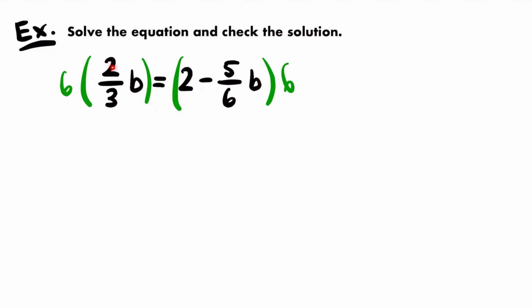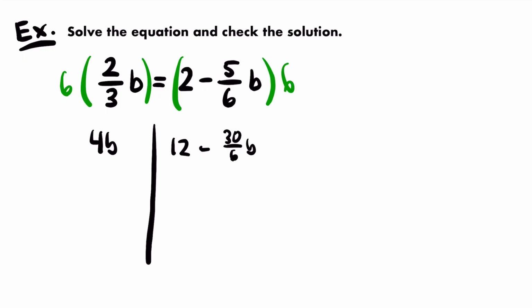All right, so 6 times 2 is 12. 12 divided by 3 is 4. So we get 4b on that side of the equation. And then on this side, 6 times 2 is 12. So we have 12, and then minus 5 times 6, which is 30, divided by 6, which is 5, right? So 30 divided by 6 is just 5, so we get 5b. Okay, so now we have an equation that is much easier to work with. Multiplying both sides by 6 does not change the solution, it just changes how our equation looks, and now it looks a lot easier to solve.